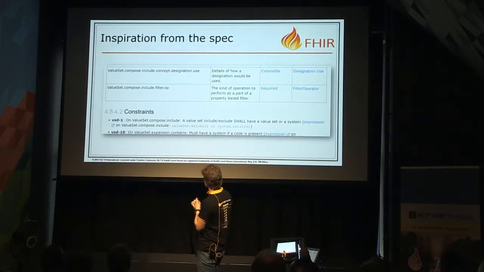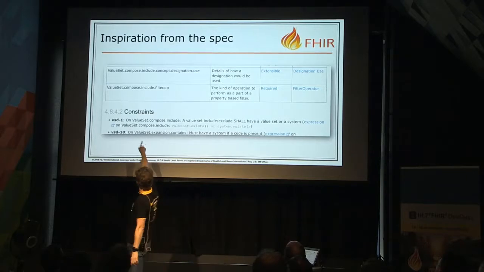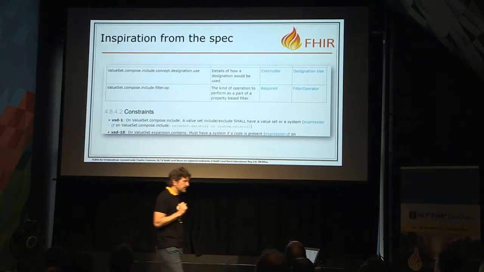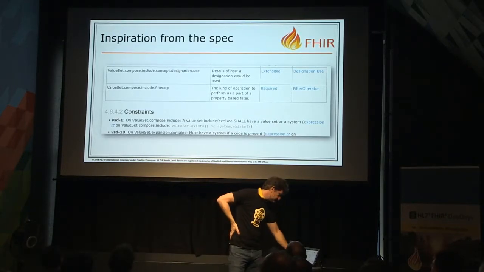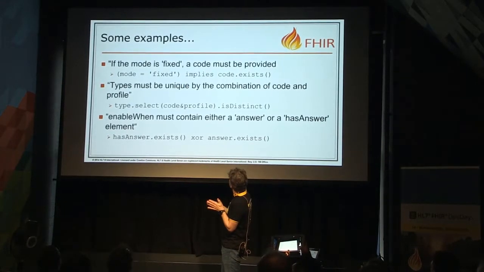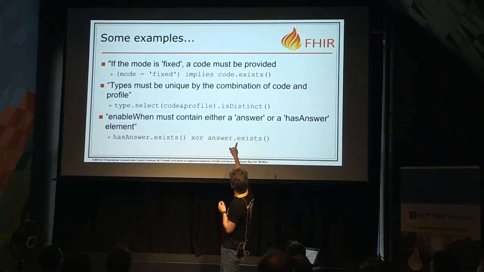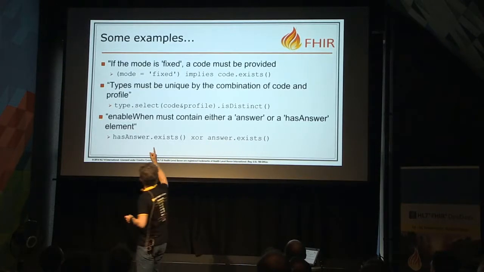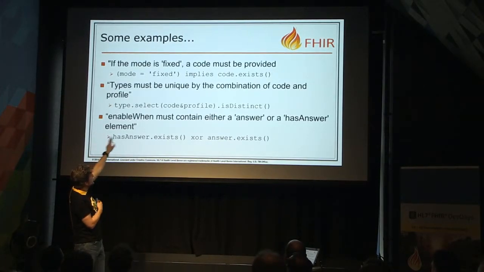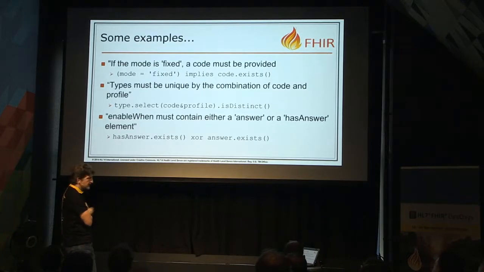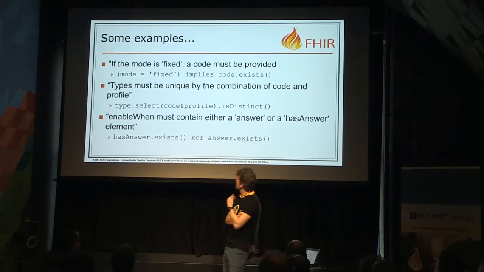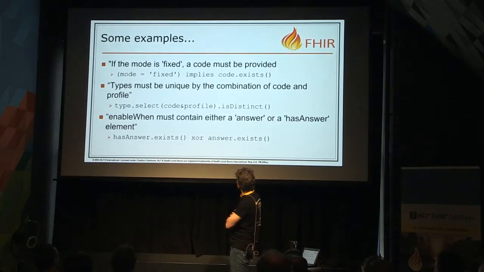So for example, if you go to value set here, in every resource you will find this section called constraints. And that has a whole list of constraints that are formulated in FHIRPath. If mode is fixed, then a code must be provided. See, that's the missing thing here. That's how we deal with missing. So if one field is something that implies that code exists, that's how you would formulate that. What I did for you is I selected a few of the most common things that you'd like to do in these cases. So these are really worth looking at.